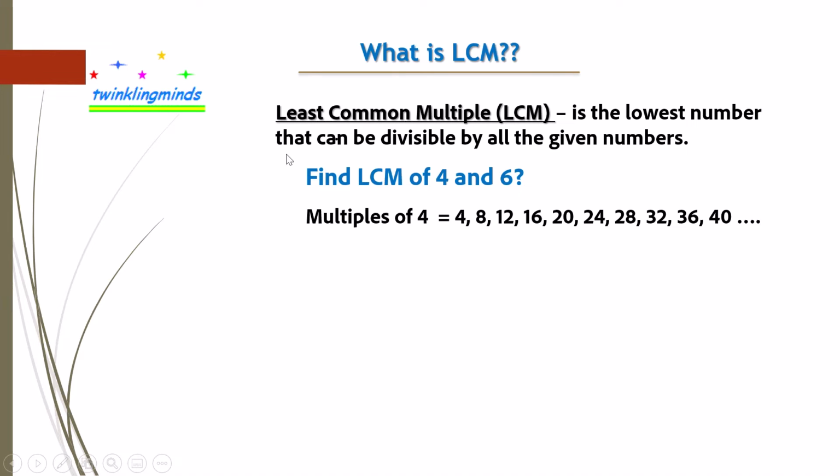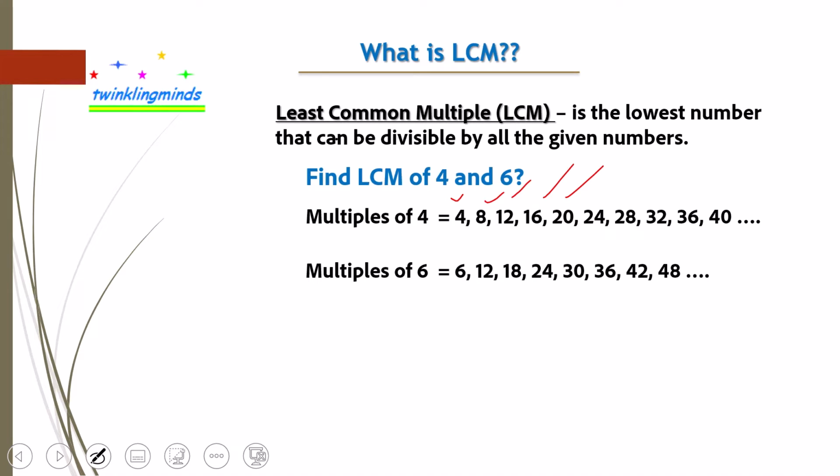Okay, what are the multiples of 4? 4 ones are 4, 4 twos are 8, 4 threes are 12, 4 fours are 16, 4 fives are 20, and so on. Now let us look at multiples of 6. What are those? We know 6 table, right? 6 ones are 6, 6 twos are 12, 6 threes are 18, 6 fours are 24, and so on.